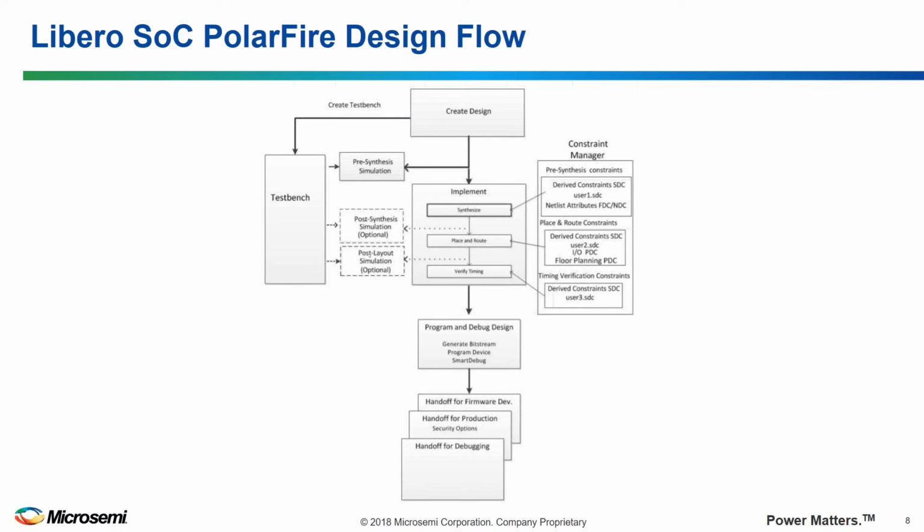After you've done that, we move into the implementation stage where we're going to synthesize the design. We're going to run layout. We're going to verify the timing. So in this area, we need constraints. We can generate timing constraints for synthesis, for place and route, and also for timing verification. And there's also other types of constraint files we can use through these different steps. Netlist attribute constraints for synthesis, physical constraints for layout that might include floor planning or pin assignments or I/O attributes.